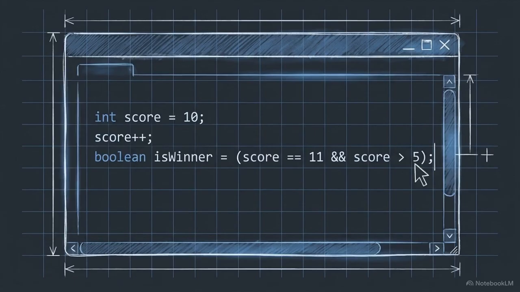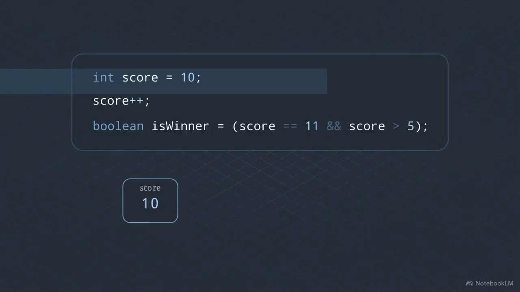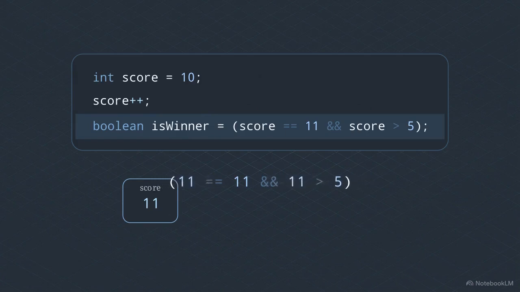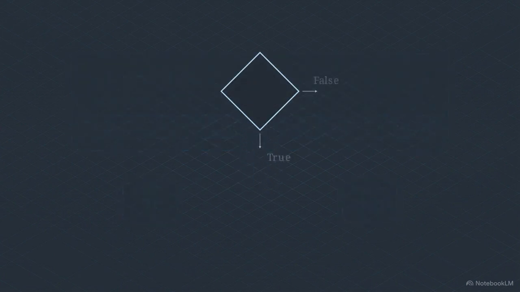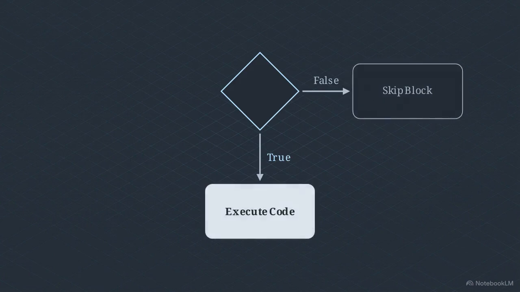Let's see how these interact. Read through this code and try to determine the final state of the Boolean variable is winner. The answer is true. The score starts at 10, but the ++ operator increments it to 11. Because 11 is equal to 11 and also greater than 5, the logical AND condition is satisfied. Operators transform static data into dynamic logic. They are the tools allowing programs to calculate results and make decisions from stored information.